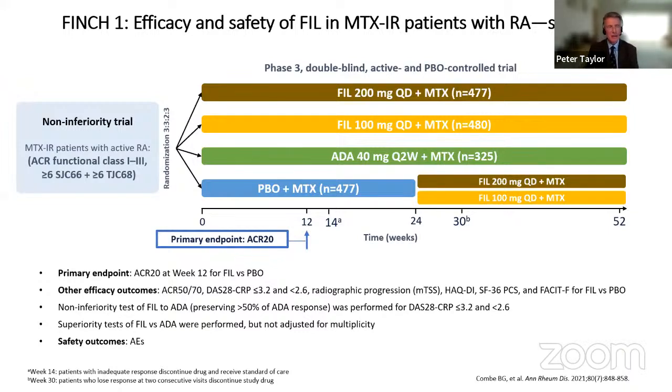Let's look at another contemporary study. This is the Finch 1 study in which filgotinib was investigated at 2 doses, 100 milligrams daily or 200 milligrams once daily, in comparison with either placebo as a placebo control or with an active comparator in the form of adalimumab plus methotrexate. And you'll note that all treatment arms are in combination with methotrexate. The primary endpoint was chosen to be ACR 20 at week 12, and there were a variety of other efficacy outcomes that were chosen. So this is a parallel arm, placebo and active comparator control study.